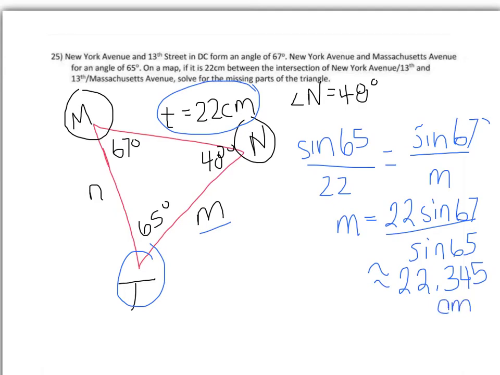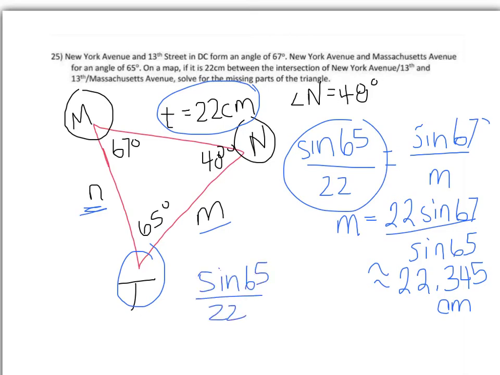So you're going to do the same thing to find side N. So here's side N, but this time I'm going to use angle N. I'm going to use the same ratio, sine of 65 over 22. So sine 65 over 22 equals, now I'm going to use vertex N, sine of 48 over N. Cross multiply, divide. So N is about 18.039. And that is in centimeters as well.